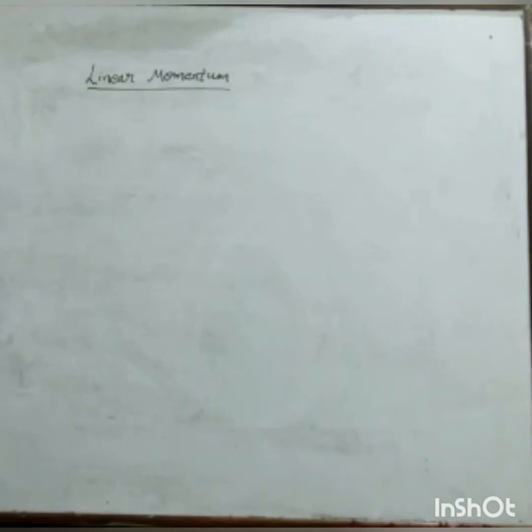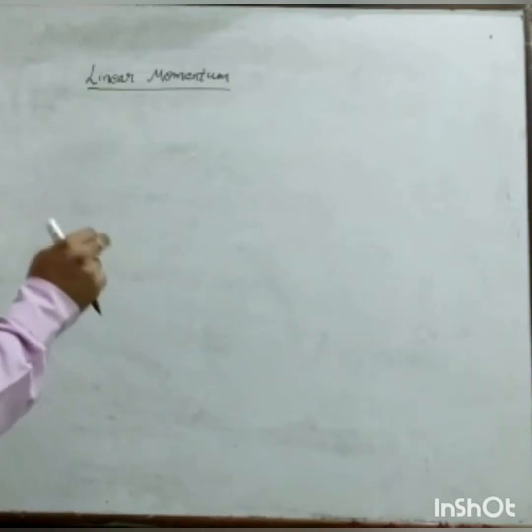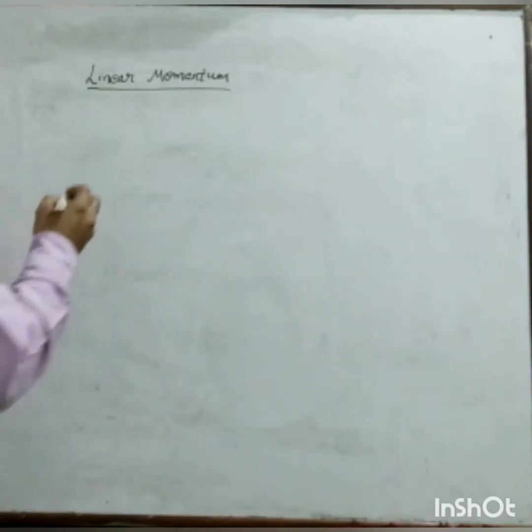So, the force needed to stop a moving body in a definite time depends both on the mass of the body and its velocity. Actually, the force needed to stop a moving body in a given time depends on the product of both the mass and velocity, which is called the linear momentum of the moving body. So, what is the linear momentum? In one line, linear momentum of a body is the product of its mass and velocity, and it is denoted by this.